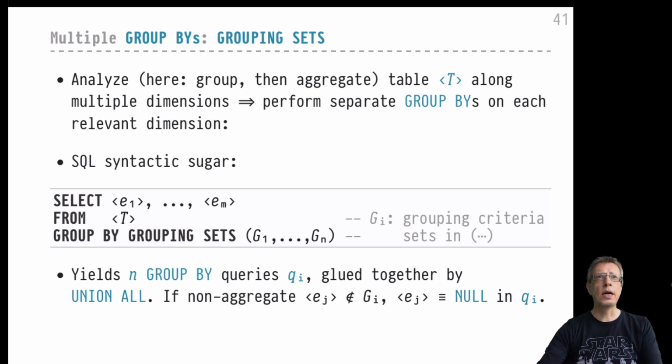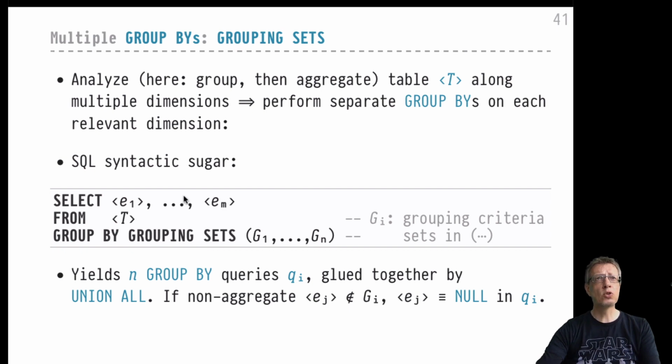To have a proper and deep analysis, we will have to perform many group bys. We want to classify the animals with respect to many dimensions, to many criteria. So normally we would find ourselves specifying grouping queries with different grouping criteria, again and again and again. And SQL provides syntactic sugar to make this a bit easier. The first syntactic sugar I want to show you here is the so-called grouping sets.